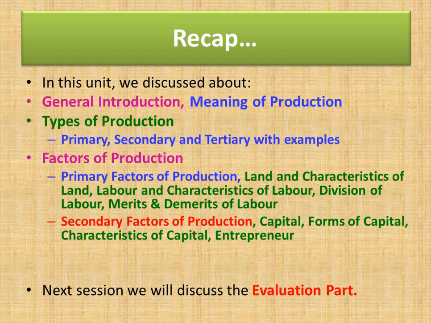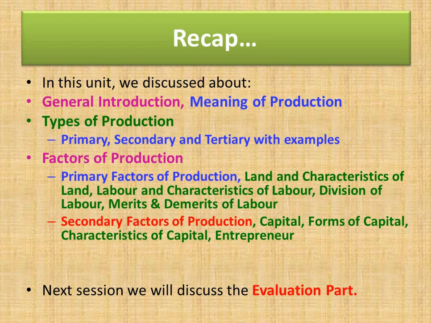We learned about the secondary factors of production like capital. Capital is man-made physical goods used to produce other goods and services. All wealth is not capital, but all capital is wealth. There are three forms of capital. There are physical capital or material resources like machinery, tools, buildings. Money capital or monetary resource like bank deposits, shares, securities, debentures, etc. And human capital or human resource like investment in education, training and health.